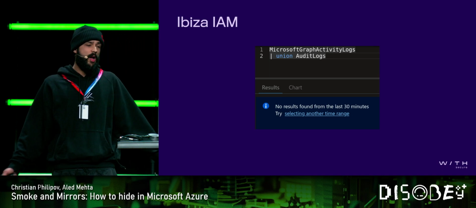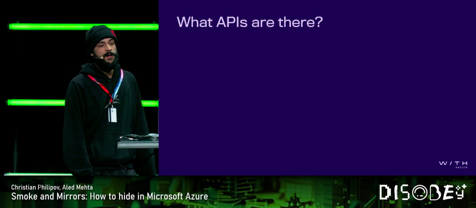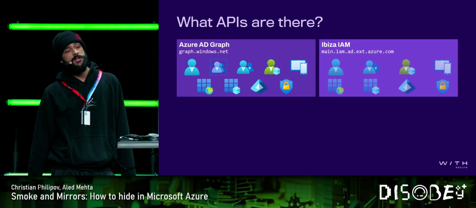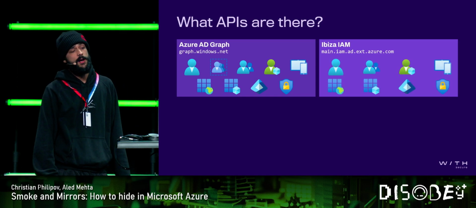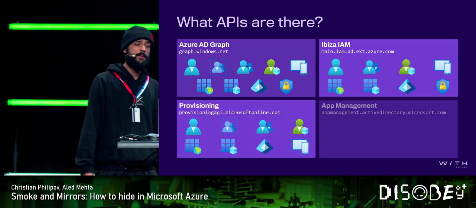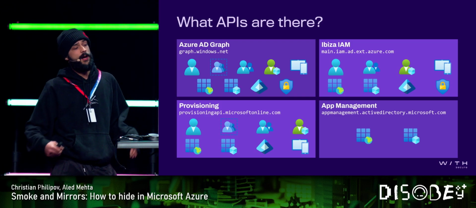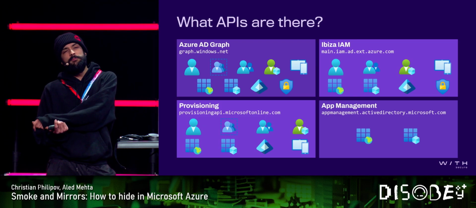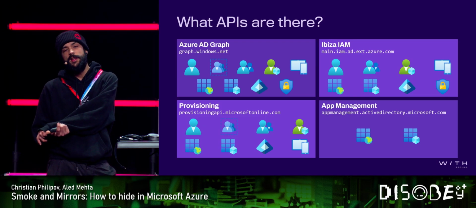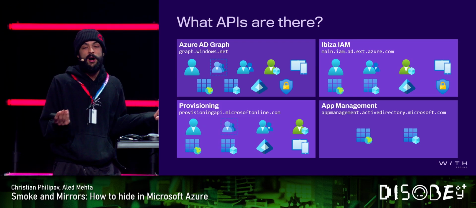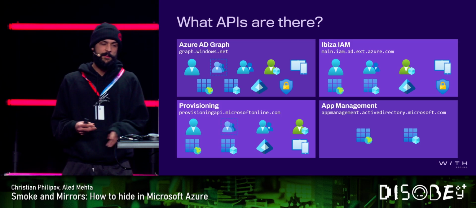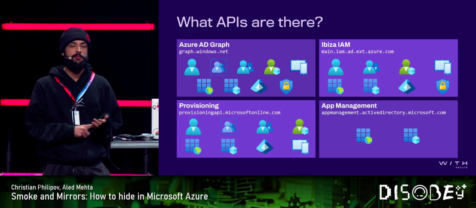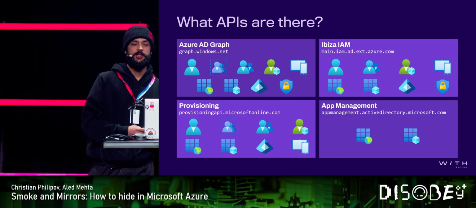But what other APIs are there available here? So there's quite a few. I'm sure there's more that I'm not aware of. So we've got the Azure AD Graph that we touched on a moment ago, the Ibiza IAM API. We've also got a couple of interesting ones here, being the Provisioning API and the App Management API. Any of you who've been in the space for a while might be familiar with the old msol PowerShell commandlets for interacting with Microsoft services. That was powered by this provisioning API. It's a SOAP API. We've also got this app management API, which the portal uses to get some information on enterprise apps, gallery apps, app registrations, etc.